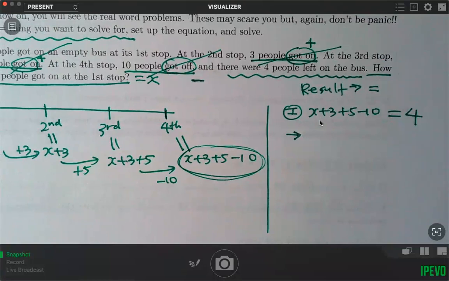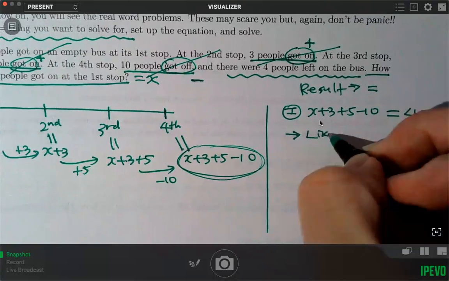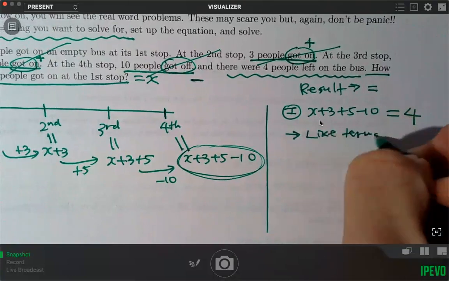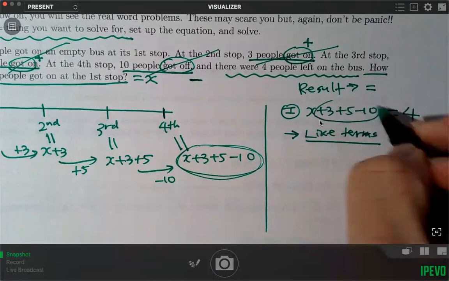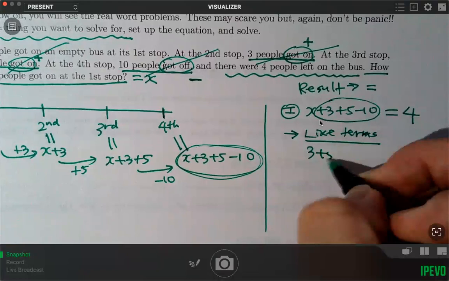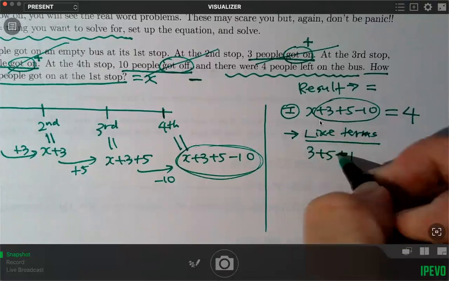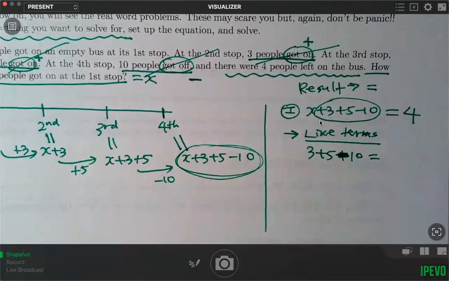So add what? Right? So first, let's simplify the numbers. Okay, so like terms. So 3 plus 5 minus 10. What is 3 plus 5 minus 10 equal to? Negative 2. Do you see that?